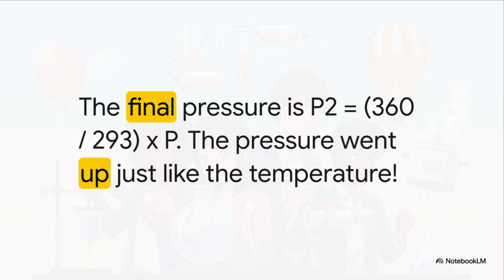But wait, before we submit our exam, let's just do a quick reality check using what we know about direct proportionality. Always check the trend. Did the temperature go up? Yep, it went from 293 to 360 Kelvin. Therefore, this fraction absolutely guarantees that the final pressure goes up too, because 360 over 293 is definitely greater than 1. The bumper cars got hotter, they're moving faster, and the pressure spiked. It makes perfect physical sense.